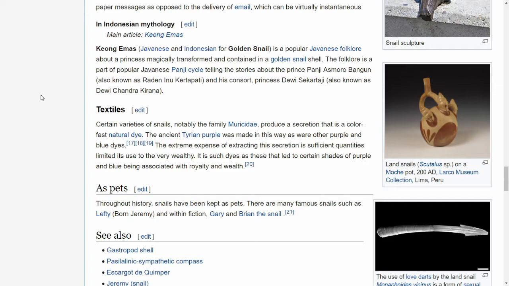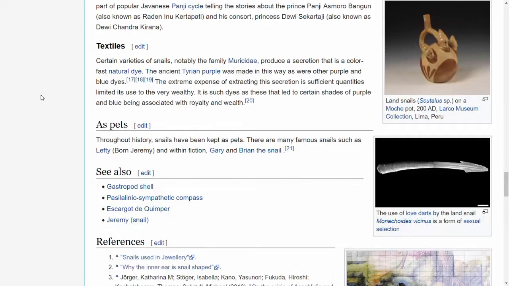Textiles. Certain varieties of snails, notably the family Muricidae, produce a secretion that is a color-fast natural dye. The ancient Tyrian purple was made in this way, as were other purple and blue dyes. The extreme expense of extracting this secretion in sufficient quantities limited its use to the very wealthy. It is such dyes as these that led to certain shades of purple and blue being associated with royalty and wealth.